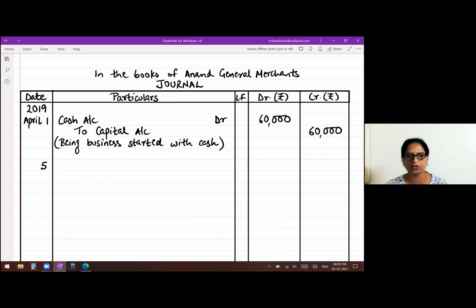So write the entry: purchases account debit 30,000, to cash account 30,000, being goods purchased for cash.